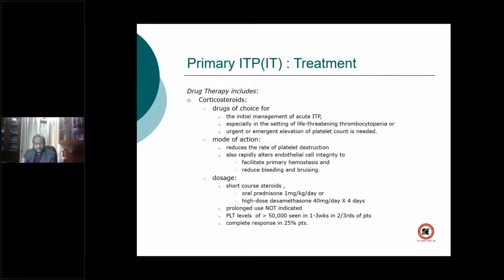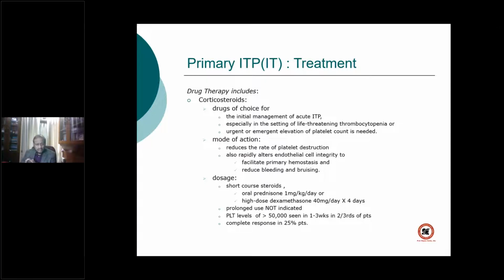So how do the steroids work? Number one, they reduce the rate of platelet destruction. That means the antigen-antibody reaction occurring on the surface of platelet and then getting filtered out by the macrophage, the phagocytosis and macrophage activity, is reduced by the steroids. And number two, it also alters the endothelial cell integrity of the cells inside the spleen, facilitating primary hemostasis and reducing the bleeding and bruising all over the body, right?